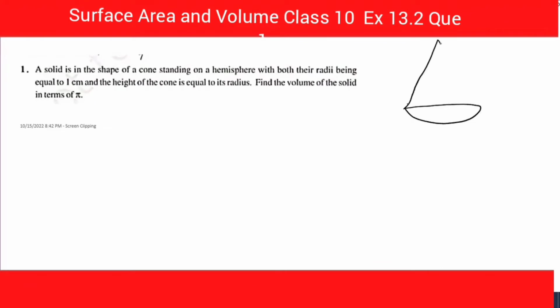On top of that, we have a cone. Both the radii are the same, and the radius is equal to 1 centimeter. And the height of the cone is equal to its radius. That means this is equal to its radius. Yes, 1 centimeter. 1 centimeter.